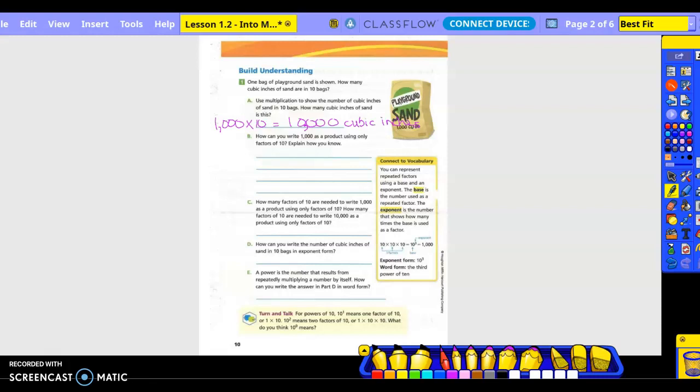How can you write 1,000 as a product using only factors of 10? Okay, so basically, if I were to do that, we would only have factors of 10, so I know 10 times 10, we just learned that on the other side. 10 times 10 is what? Is 100. Okay, does that get me enough? No, so I would have to take it times another 10. So 100 times 10 is 1,000.